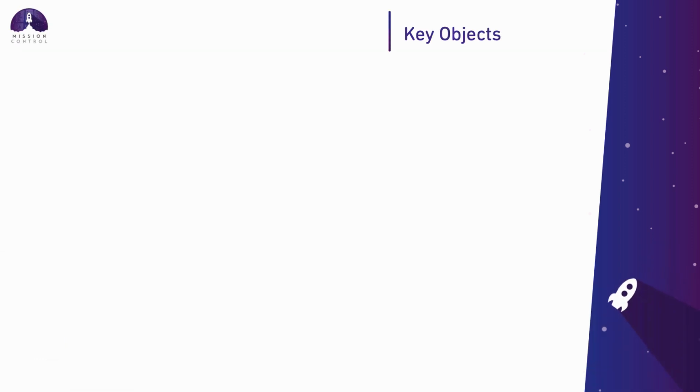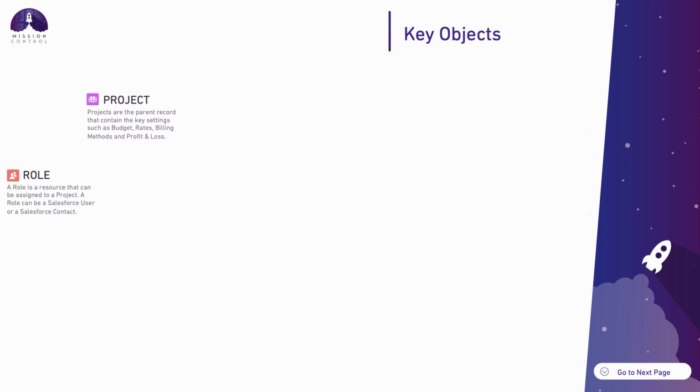So what I'm going to do here is just pull onto screen all of the key objects that we have in Mission Control. Just to be clear, object is a term that Salesforce uses to describe a table in the database. So I'm going to be basically pulling onto screen all of the tables available within Mission Control. We'll talk about the project in a moment, but over on the left we have the role.